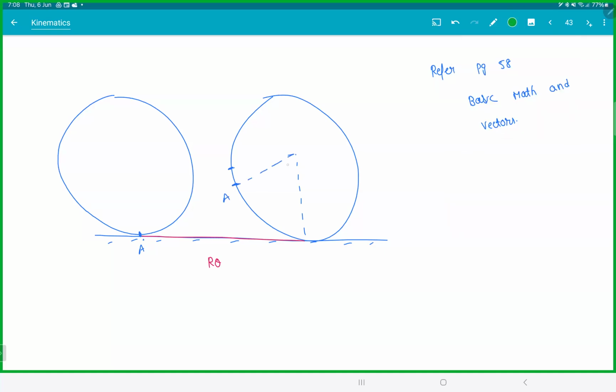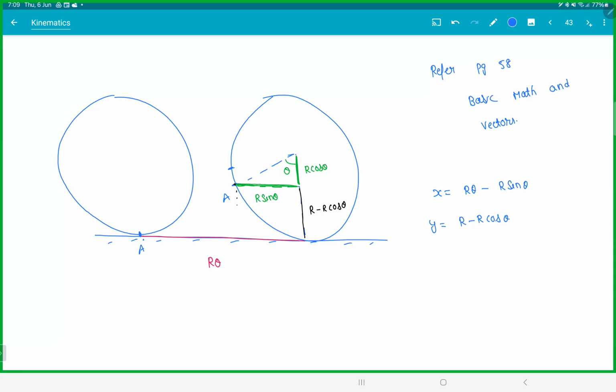If that is r theta, this is theta here, and this distance would be r cos theta. This distance would be r sine theta. Then this length will be r minus r cos theta. So the coordinate of A will be r theta minus r sine theta. So from here we get the x coordinate of A is r theta minus r sine theta. The y coordinate is r minus r cos theta.